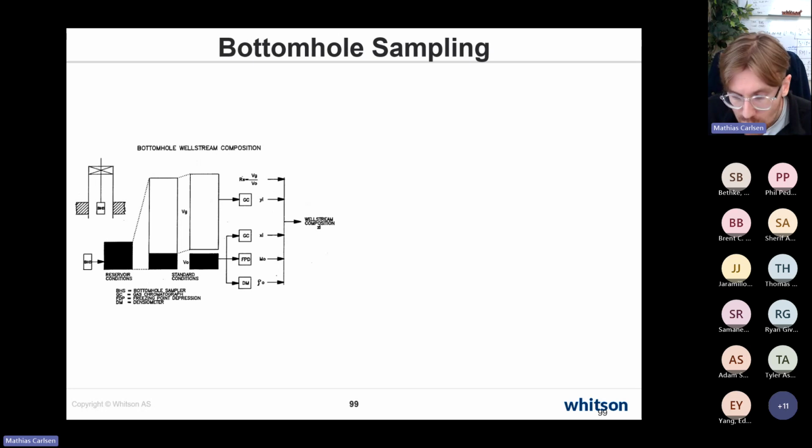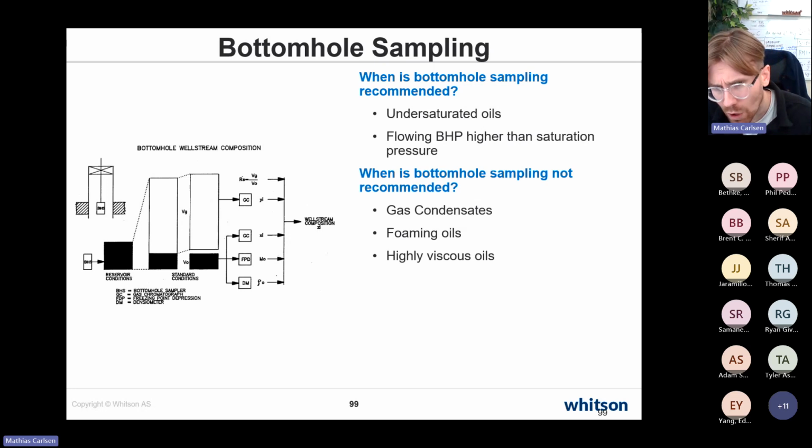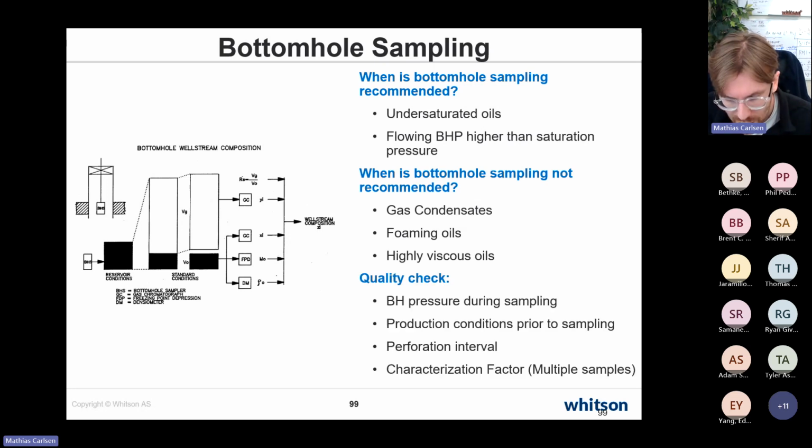Another alternative would be to use bottom hole sampling. That is not used that much in unconventionals. I've seen maybe 5 of several thousands of those reports being bottom hole samples. Bottom hole sampling is typically recommended when you're dealing with undersaturated oils, and the reason is that you need the sample to be single phase, so your flowing bottom hole pressure needs to be higher than the saturation pressure. It's in general not recommended for gas condensates and highly viscous oils, etc.